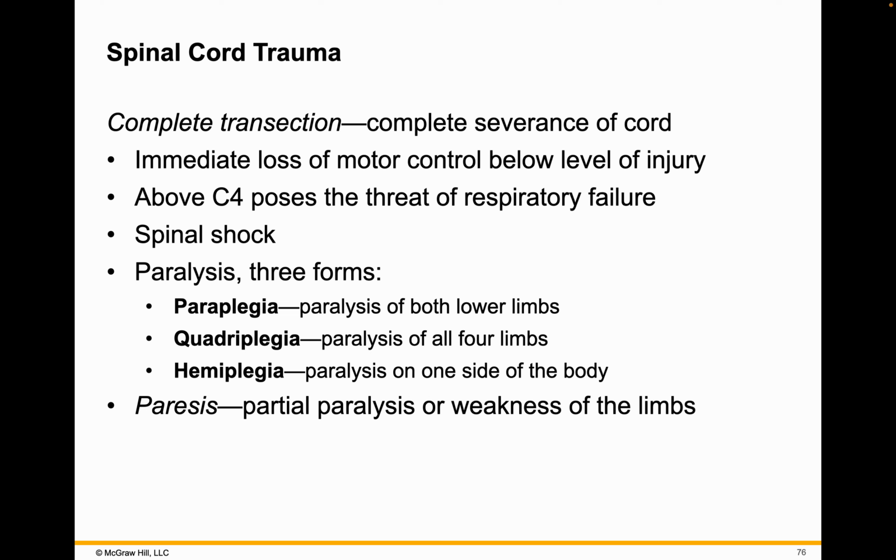Spinal cord trauma: you can get a complete transection, complete severance of the cord. That will lead to the immediate loss of motor control below the level of injury. Injury above C4 would pose a threat of respiratory failure. Spinal shock. Paralysis has three forms: paraplegia, quadriplegia, and hemiplegia. Paraplegia is paralysis of both lower limbs, quadriplegia is all four limbs, and hemiplegia is paralysis on just one side of the body. Paresis is a partial paralysis or weakness of a limb.